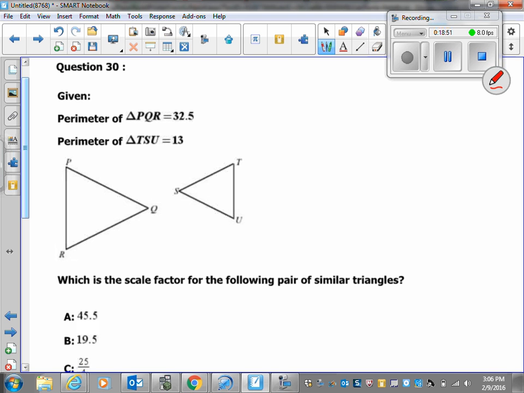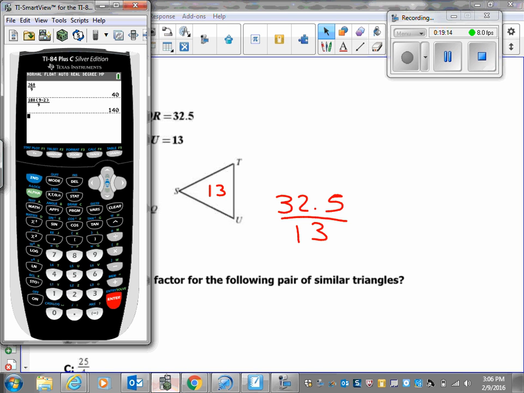So we can do alpha y equals, it gives you the fraction form. So I'll put 32.5 over 13. Press enter, 2.5. And let's see what choice I have. 2.5, which is D, 5.2.